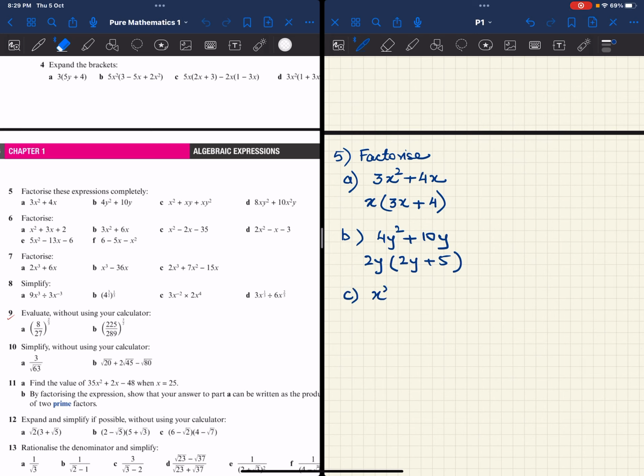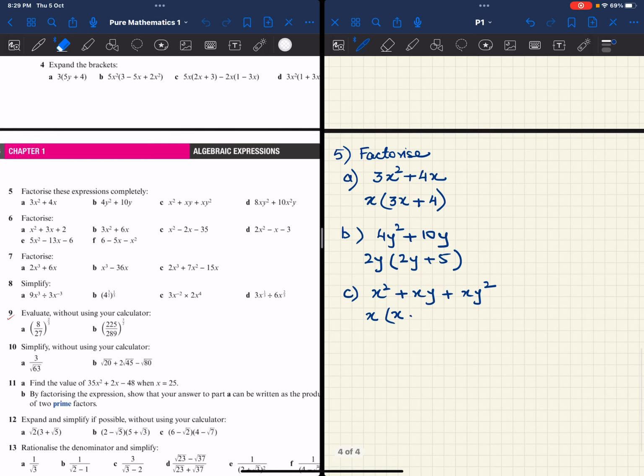C is x squared plus xy plus xy squared. In all the three terms, we have x common. So we can remove x. From the first term, x is left. From the second term, y is left. And from the third term, y squared is left.